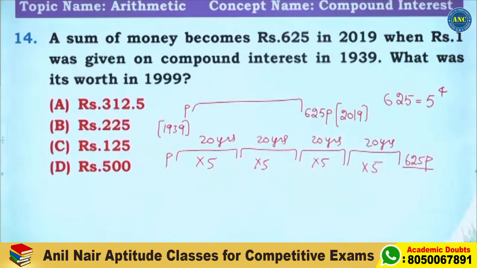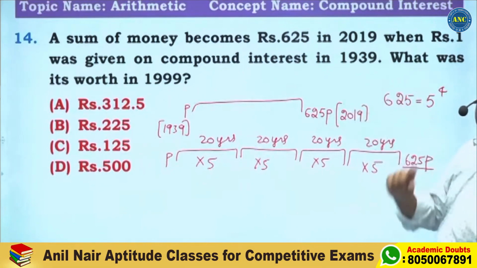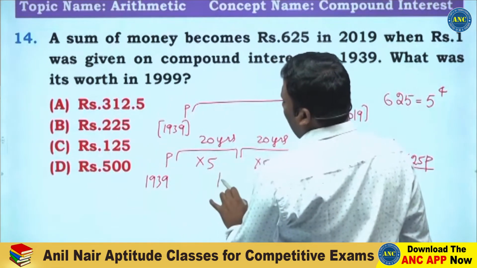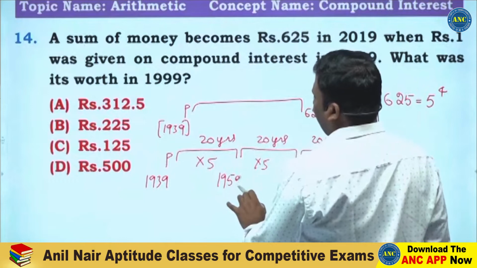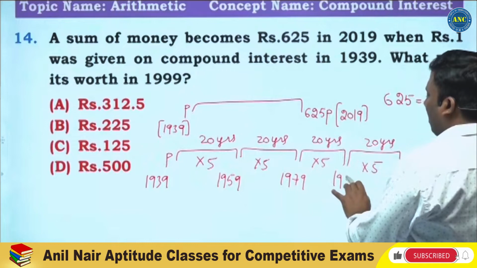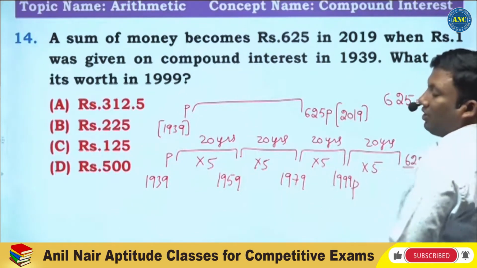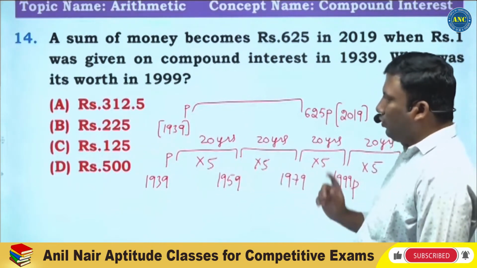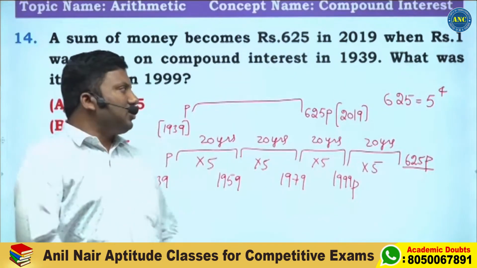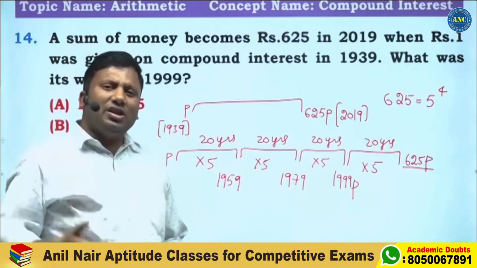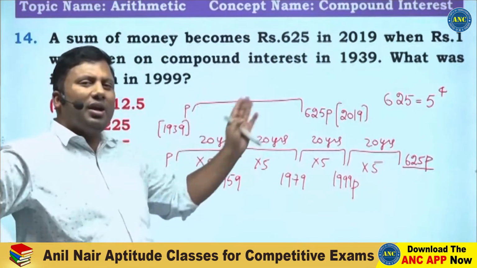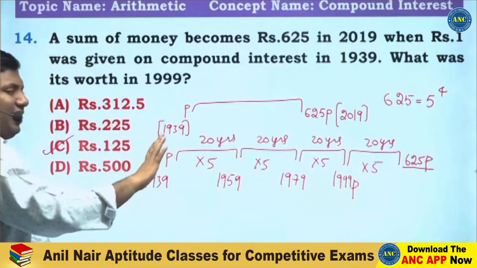Now what is the question asking? What was its worth in 1999? This is 1939, after 20 years 1959, then 1979, and this is 1999. What was its worth? 5 into 5 into 5, which is 125. This question is very similar to another question present in CAT books, only the number of years are different. I hope the idea is clear.